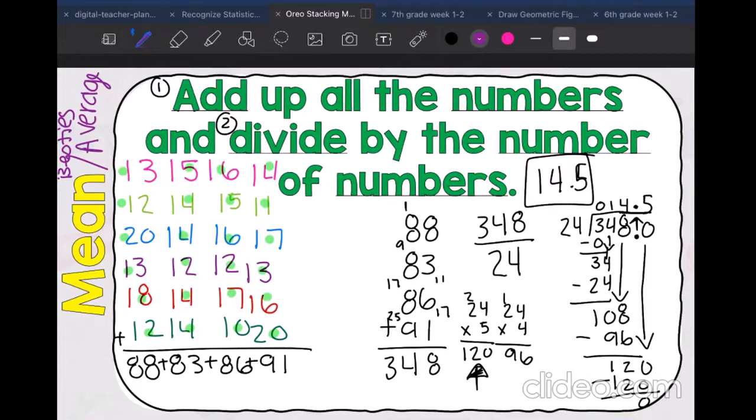What if I want to find out what number is in the middle? What if I want to look at all of the attempts that you all made and I want to find, okay, well, what number's in the middle? What do you think I can do? How would I do that?